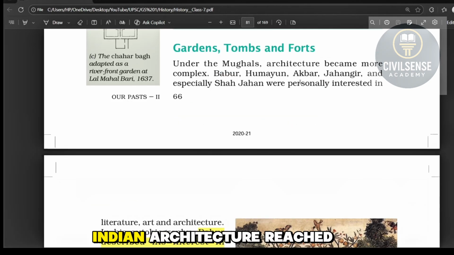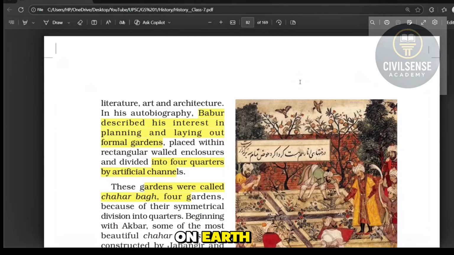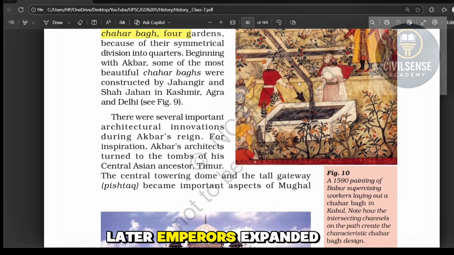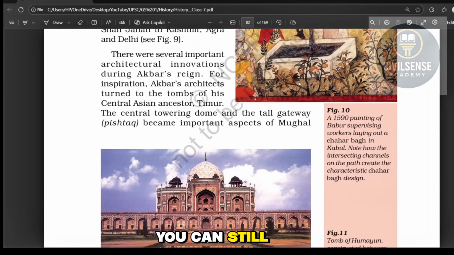Next, under the Mughals, Indian architecture reached its golden age. They didn't just build monuments, they built an entire vision of paradise on earth. The Mughal rulers, that is Babur, Humayun, Akbar, Jahangir and Shah Jahan, all loved art, literature and design. Babur started the trend of Charbagh gardens, meaning four gardens. These are square gardens divided into four sections by water canals, symbolizing paradise. Later emperors expanded this style. You can still see it in places like Kashmir, Agra and Delhi.